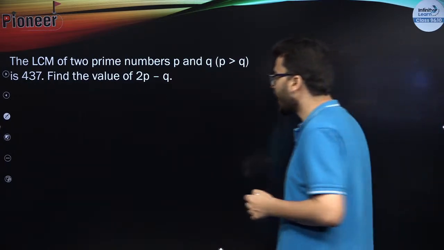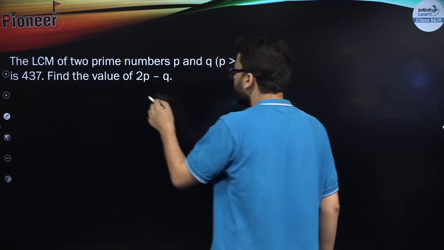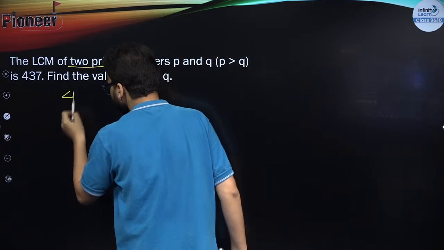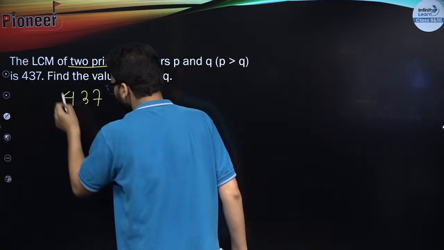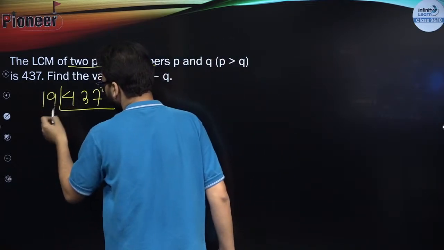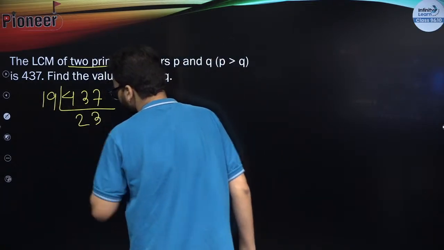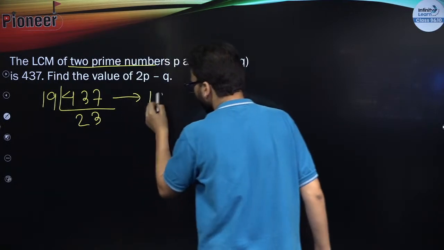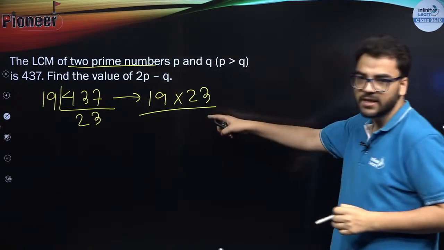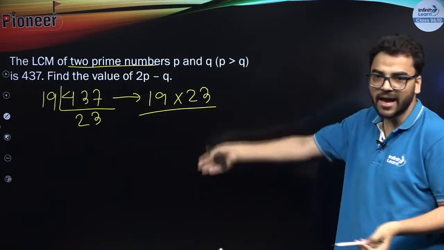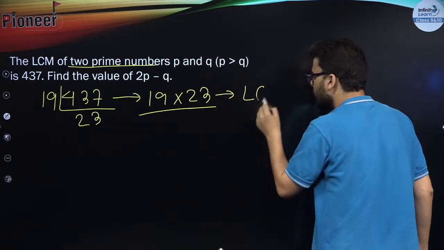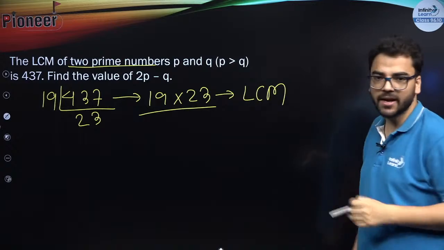So the LCM of prime numbers is what? It is the product of those two numbers only. Just think that. So what is 437? If you do its prime factorization, what is coming out over here, guys? So basically 437 is equal to 19 into 23. You got it or not? So the product of these two numbers is 437, and as they are prime numbers, this is nothing but their LCM as well.